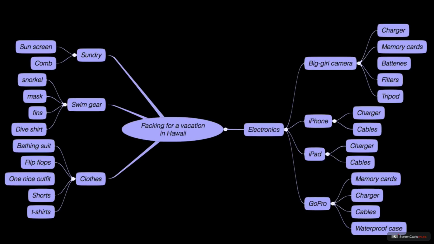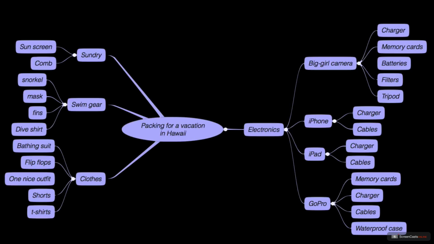Mike gave us a good explanation of where mind maps can be useful. I'd like to add to that a little bit. Here you see a mind map for what I might plan to bring with me on a vacation to Hawaii. It's nicely organized with my electronics on the right and other items on the left and subcategories in each to help me remember what I need to bring.